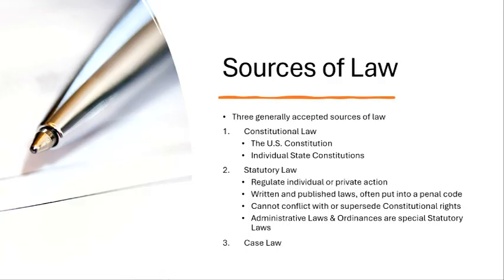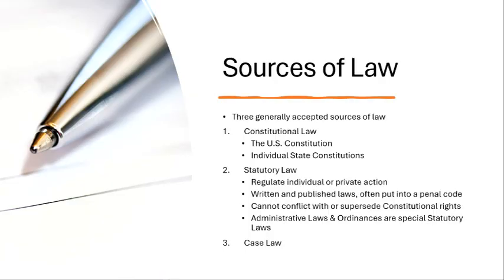Remember, constitutional law is the things that are written out in the U.S. Constitution, as well as in each individual state's constitution. These are the immutable rights that we have. That is the primary source of law. It's the thing that determines whether or not anything else can be a law. If it violates a constitutional right, it cannot be a law.